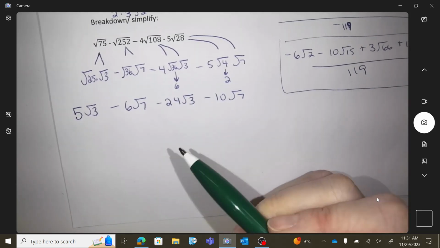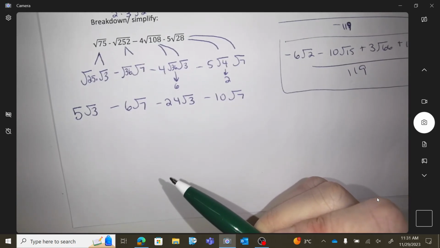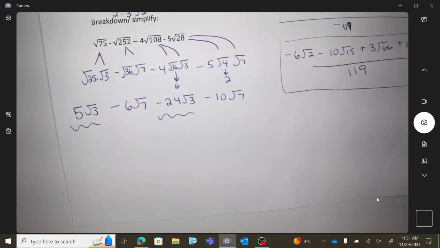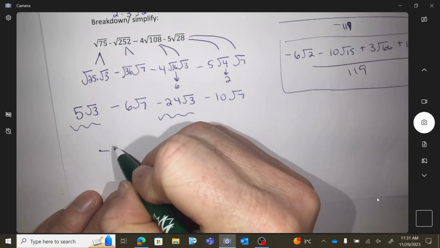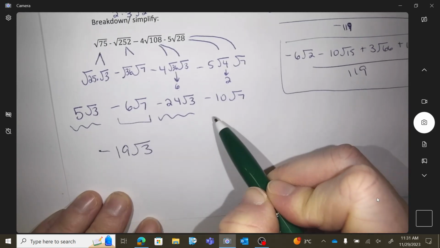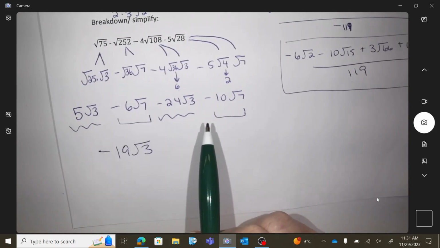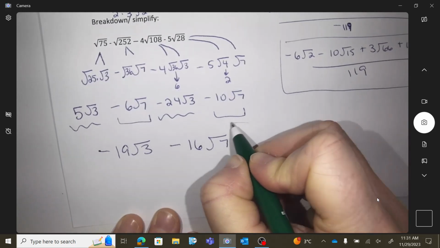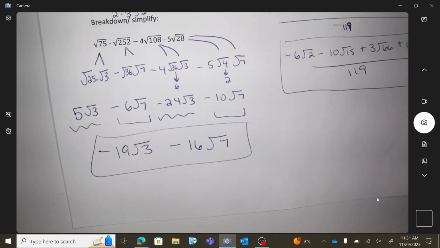Okay, so then this isn't simplified yet. What is the next thing I can do? Root 3's with more root 3's. So how many root 3's altogether? I have some root 7's and more root 7's. So I'd like to know how many root 7's do I have all together.